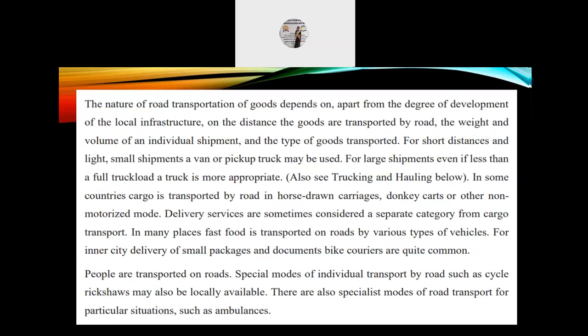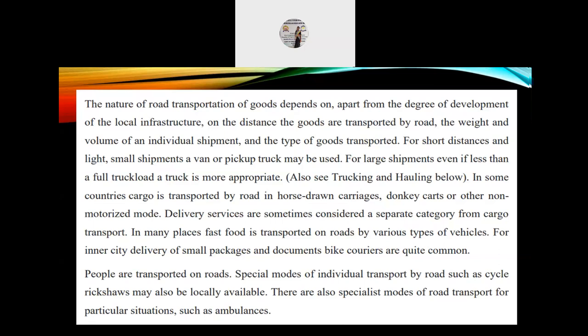The nature of road transportation of goods depends on, apart from the degree of development of the local infrastructure, the distance the goods are transported by road, the weight and volume of an individual shipment, and the type of goods transported. For short distances and light, small shipments a van or pickup truck may be used. For large shipments, even if less than a full truckload, a truck is more appropriate.